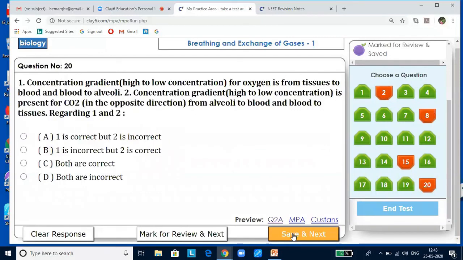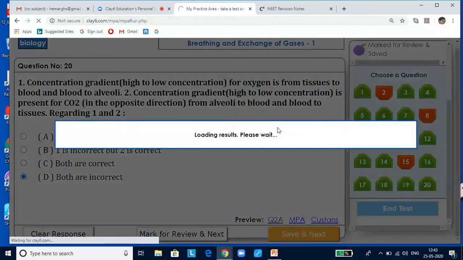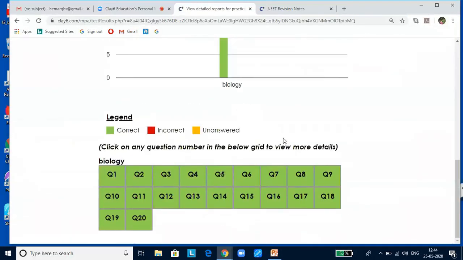Concentration gradient for oxygen is from tissues to blood and blood to alveoli. Concentration gradient is present for carbon dioxide from alveoli to blood and blood to tissues. Now if you look at it, both are incorrect. Now I am completing the test. So here all the answers are correct. So this shows that our answers are correct.